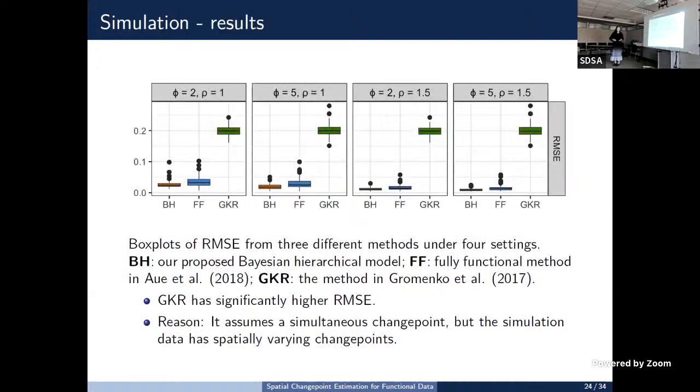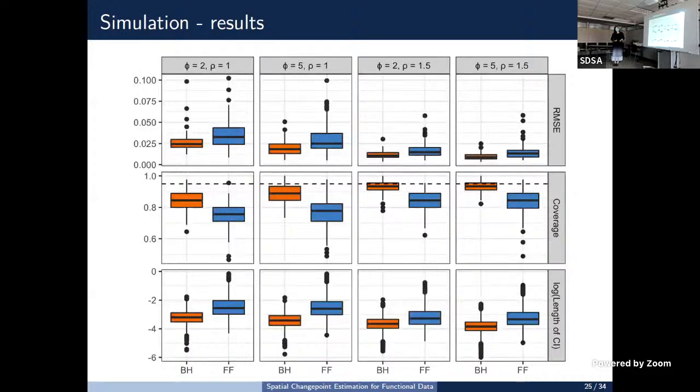So we compare our results with two methods. One is the FF, which ignores the spatial correlation. The other is Gromenko's method, which assumes a common change point. The orange one, BH, is our method. Based on the RMSE of the change point, we can see our method has the best accuracy among all these four different settings.